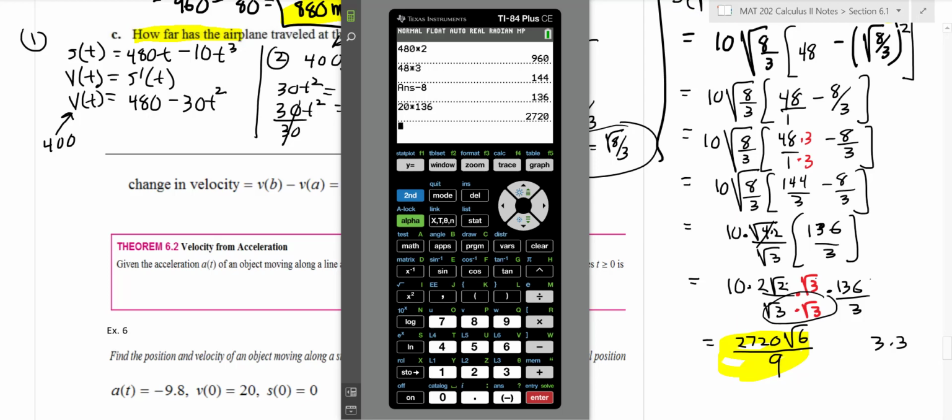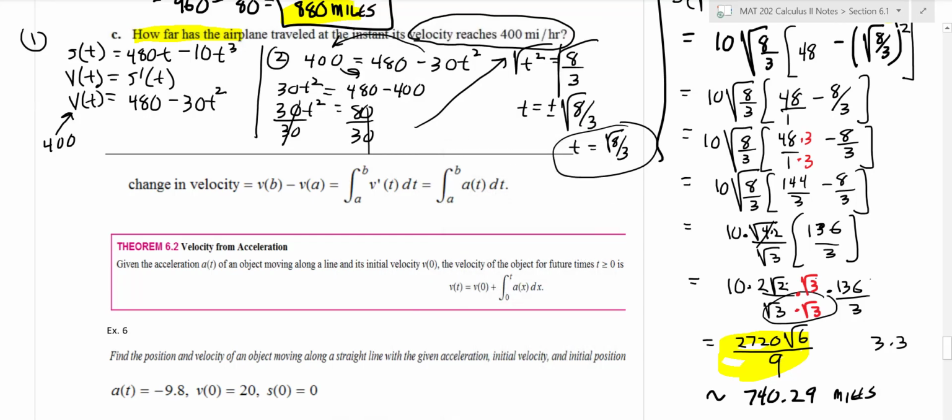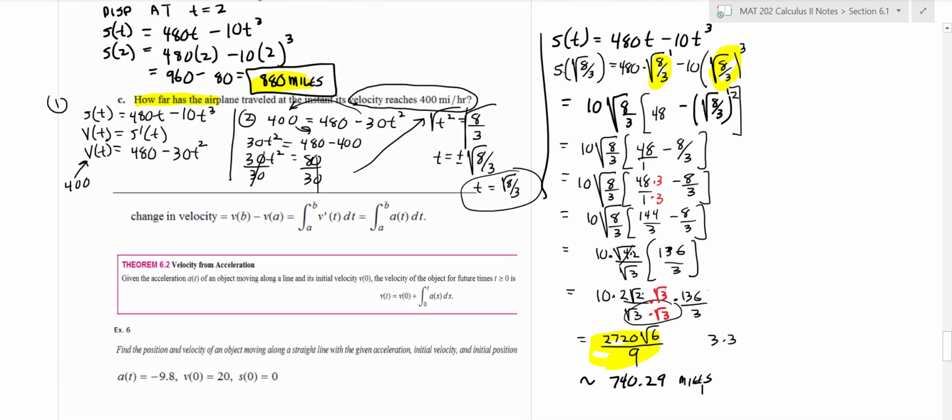Okay, I think if you do a decimal on that, that will give 740.29 miles. Okay, so that's the answer. And you know, this arithmetic on here gets hairy sometimes if you want to get exact answers, particularly if you got radicals and stuff like that. You can use your calculator to help you with certain parts of that, though.